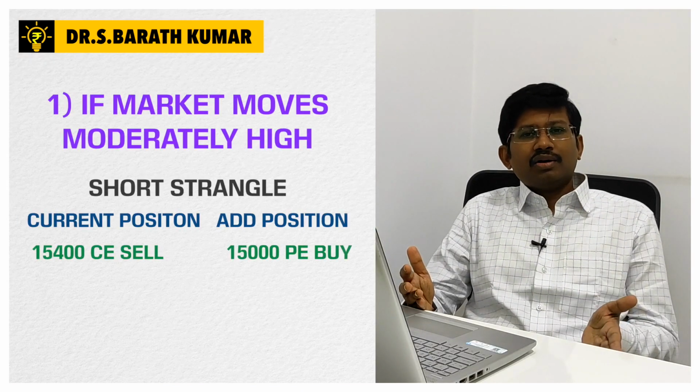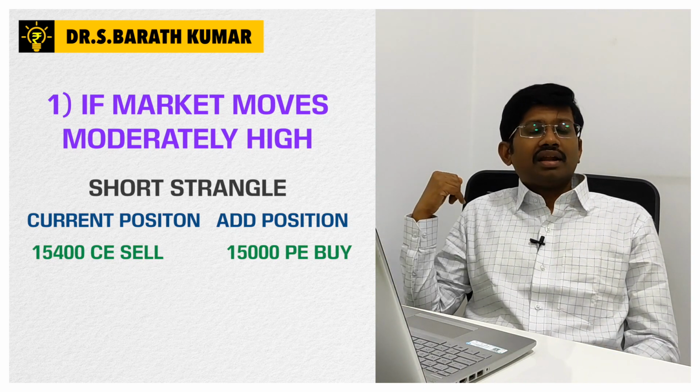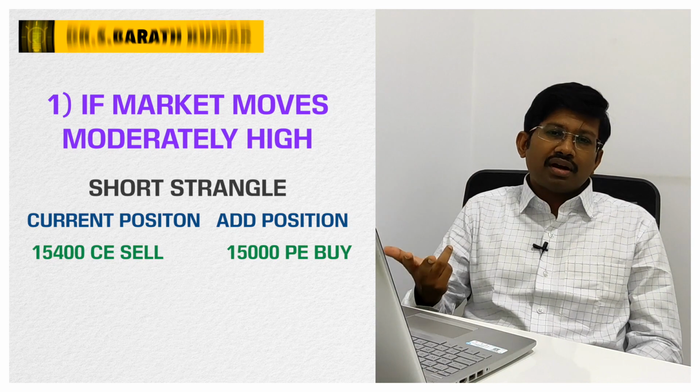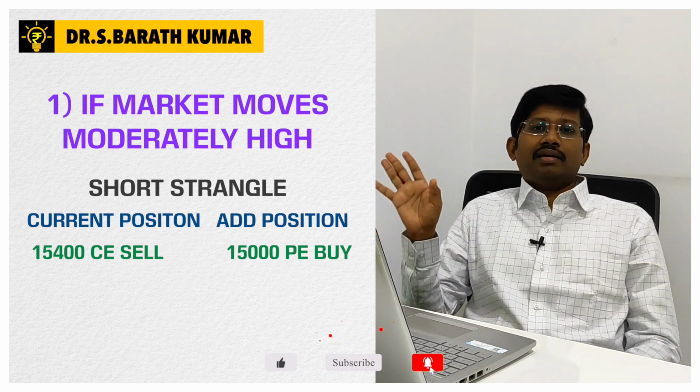Now what can we do? We already have a current position of a 15,400 short call. We can now sell a 15,000 put option. Say for example we collect a premium of another 100 rupees. Now we always extend our break even on the upper side. Say we collected 80 rupees on the 15,400 call, so our upper break even is already 15,480. Now say we sell another put option at 15,000, and with another 100 rupees we extend the break even by another 100 rupees. So it is going to be 15,400 plus 180 rupees. So this is actually what we mean by a short strangle.